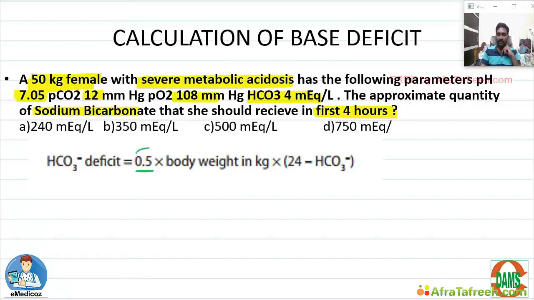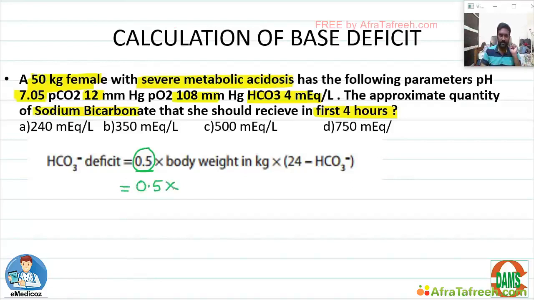But usually for ease of calculation, we take a standard value of 0.5 for both. But if they ask you precisely, 0.5 is the total body water in females and 0.6 is the total body water in males. So for males, usually we take 0.6, for females 0.5. But in an emergency, if you want to calculate, you can use the value 0.5 for both, no issue.